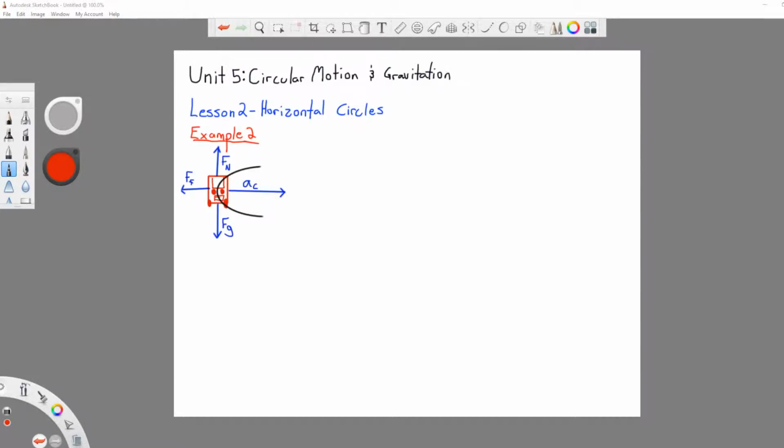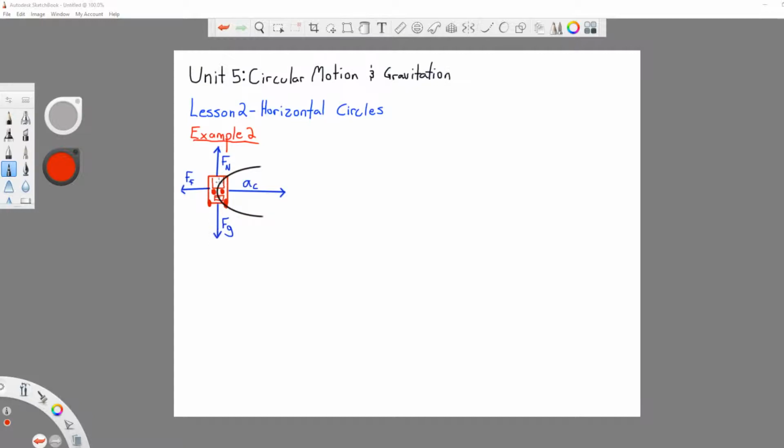So, example 2. It asks us, what is the maximum speed that a car can round a corner of radius 100 meters if the coefficient of static friction is 0.50? Okay, so I've already sketched out our little diagram here. It starts out having this diagram drawn in your book minus the forces listed on here.